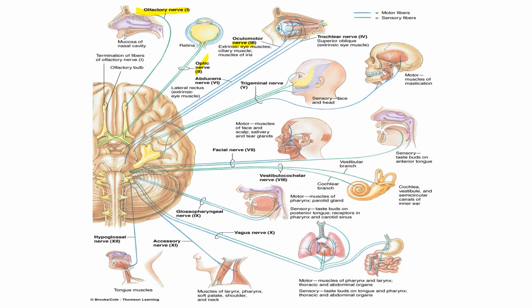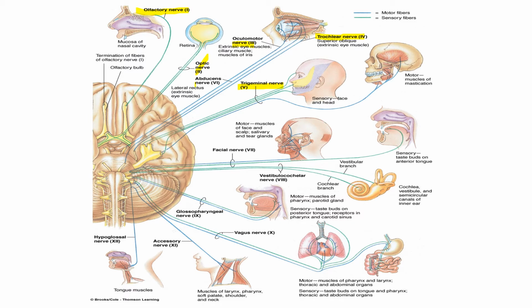Then we have cranial nerve number 4, the trochlear nerve, also just a motor nerve that is important for oblique muscle movement of the eye. Cranial nerve number 5, the trigeminal nerve. This is going to be important for sensory information for the head and face, and then also for motor muscles for chewing or mastication.